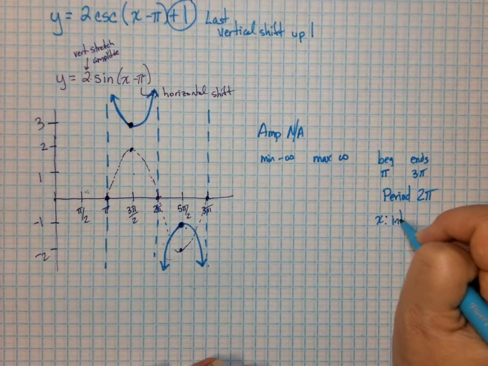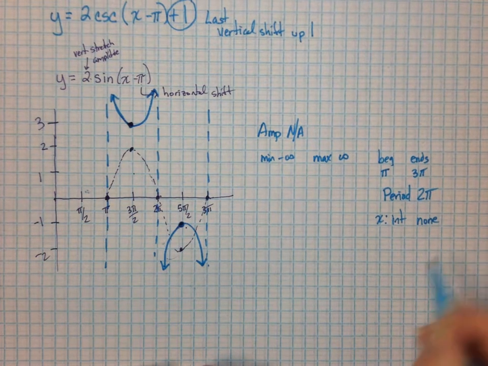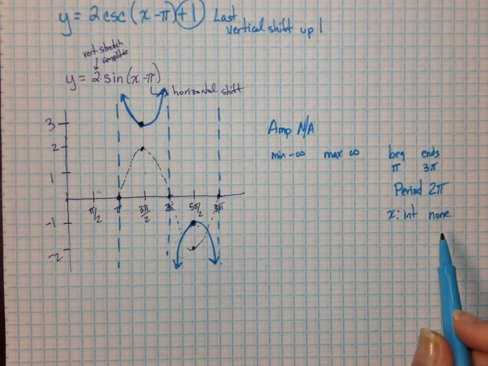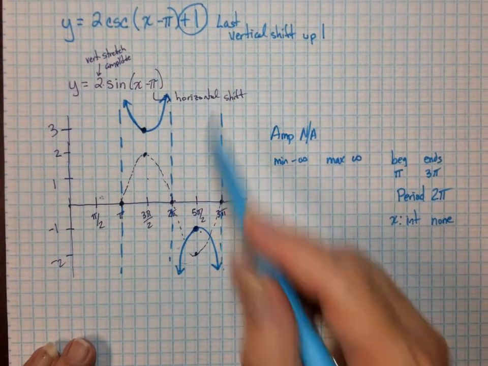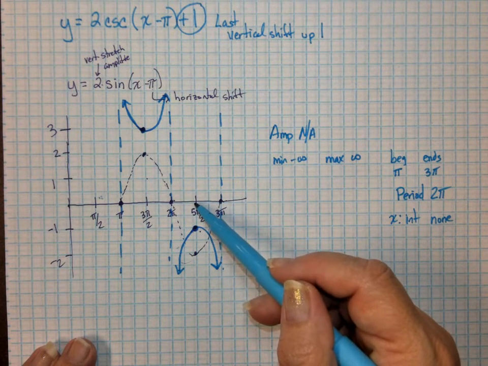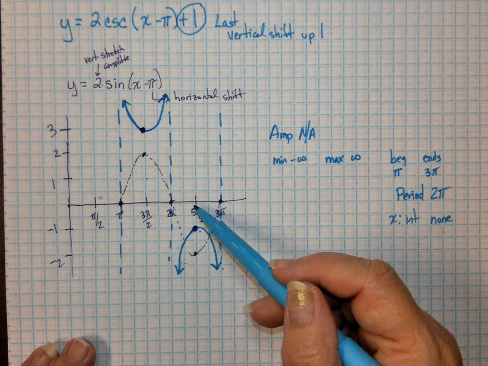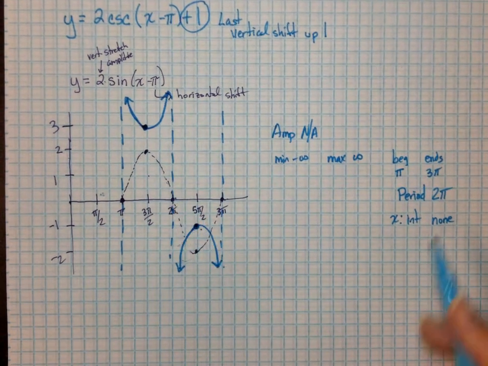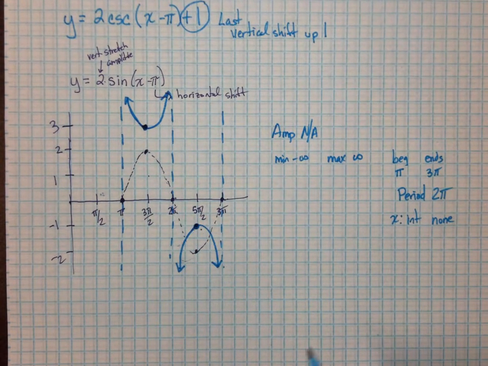X-intercepts, there are none. Now, I don't want you to think that there's always none, right? Instead of a +1, what if this had been +2? Do you see we would then go up there and get an x-intercept? But in this case, there are none.